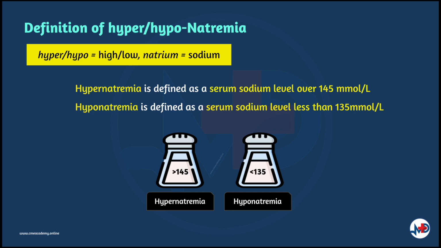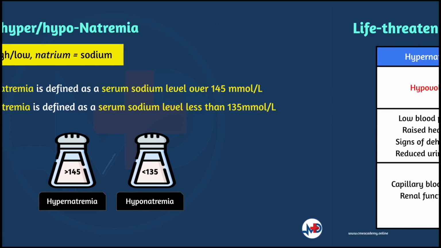The term hyper means high and hypo refers to low, and here natremia or natrium refers to sodium. So hypernatremia is defined as serum sodium level over 145 millimoles per liter. On the other hand, hyponatremia is defined as serum sodium level less than 135 millimoles per liter.